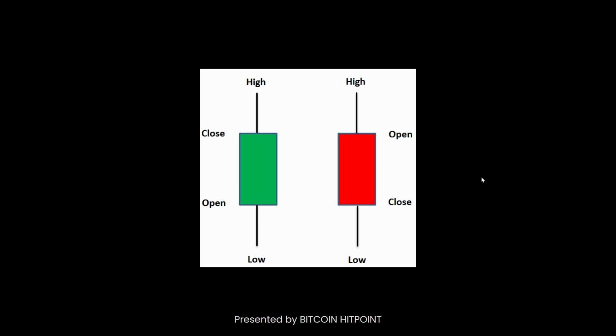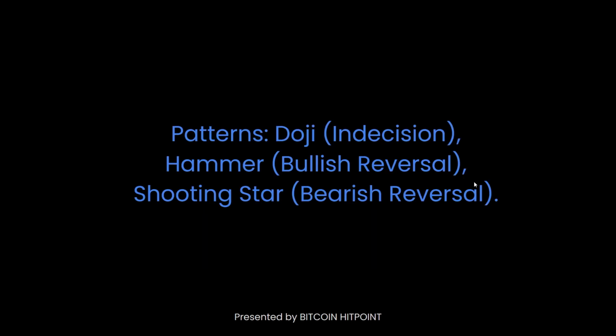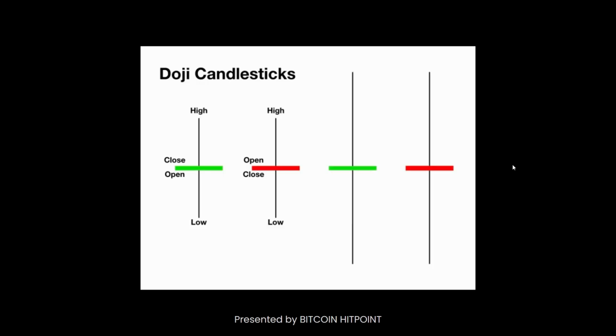If it gives you the confirmation that you wanted. So as I earlier mentioned, these are some of the most common patterns, which are doji, hammer, and shooting star. And if I had to give you an example of doji, doji is an indecisive candle. So just like how any green candle or red candle is formed, dojis are formed the same way.